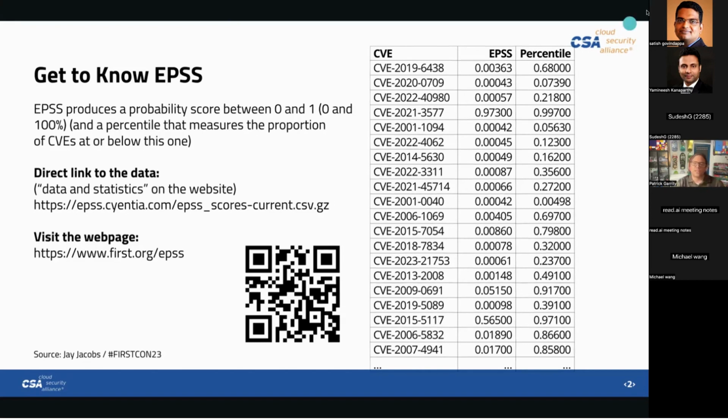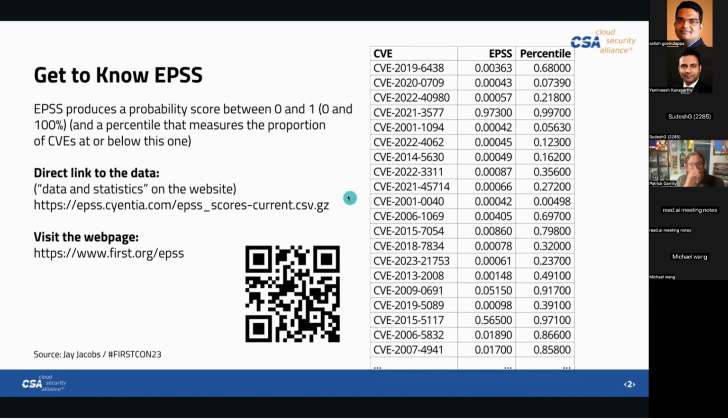So for instance, if I look at this list, a 97% probability of exploitation in the next 30 days, you probably want to do something about that. Whether it's patching, a mitigating control, or doing something, especially if, for instance, it's externally exposed.